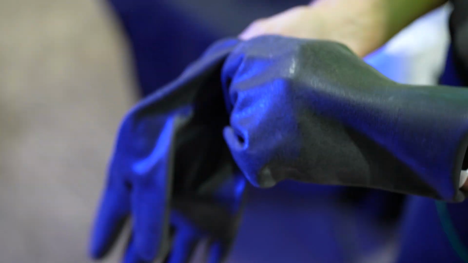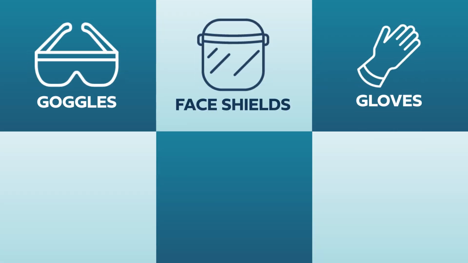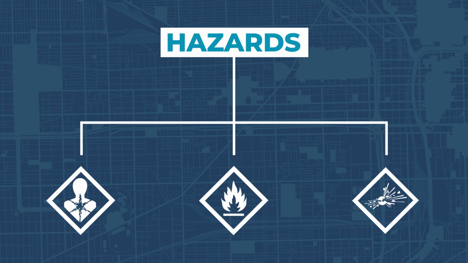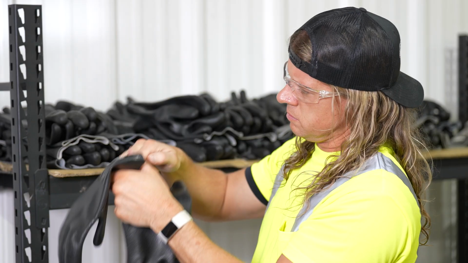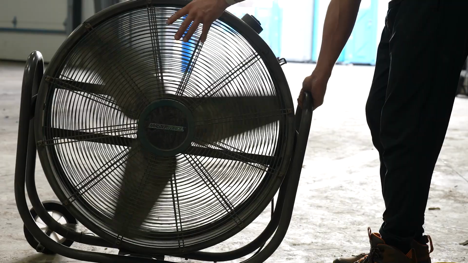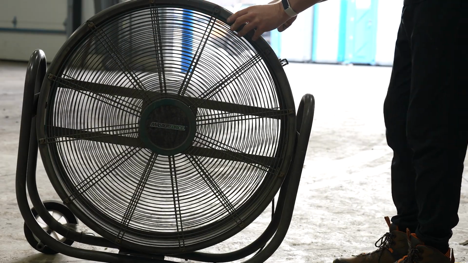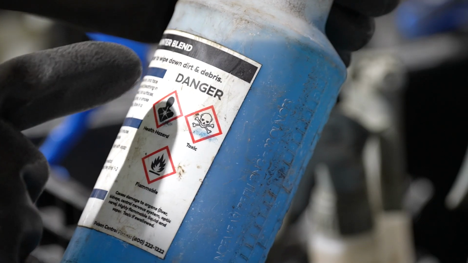Always wear personal protective equipment, PPE, when handling chemicals. Choose the right personal protective equipment such as goggles, face shields, gloves, boots, coveralls, or respirators based on the specific hazards of each chemical. Remember, PPE can fail, gloves can tear, and respirators can malfunction. Always inspect your equipment before use to ensure your safety. In addition to PPE, you can also utilize proper engineering controls to reduce the risk of exposure to hazardous chemicals. This includes the use of ventilation equipment, working in an outdoor environment, or just using a less hazardous chemical whenever possible.